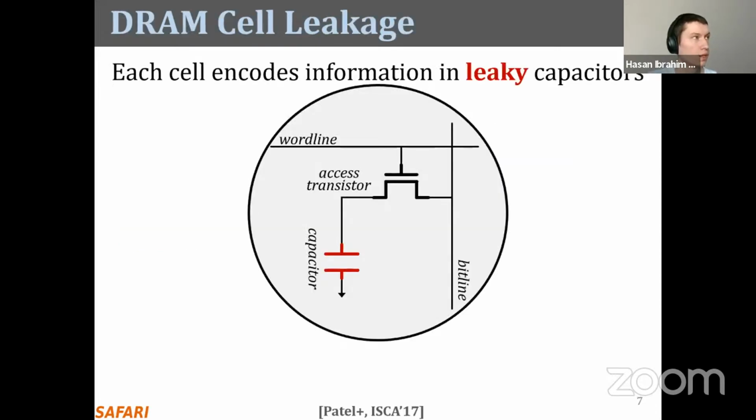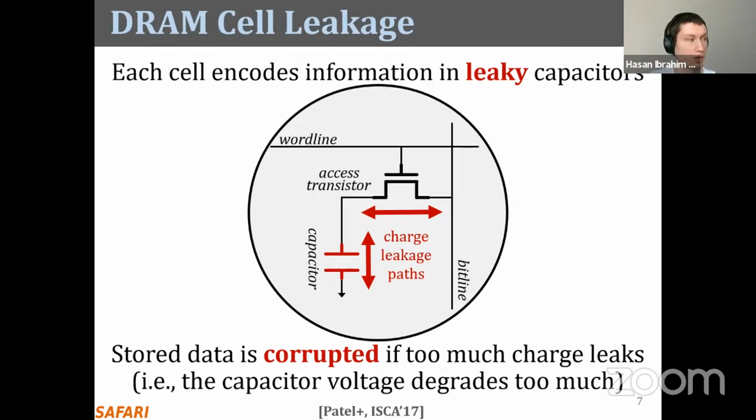Okay, and each DRAM cell encodes information in leaky capacitors. This is important because a DRAM cell leaks charge over time. If it is not refreshed, or the charge in the capacitor is not replenished periodically, it cannot retain the data correctly for a long time. Stored data is corrupted if too much charge leaks, or we can say the capacitor voltage degrades too much.